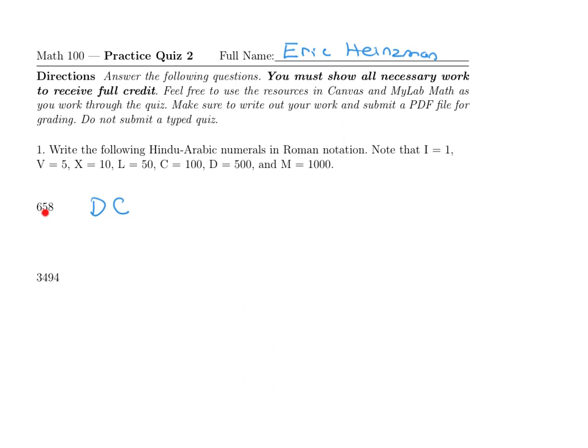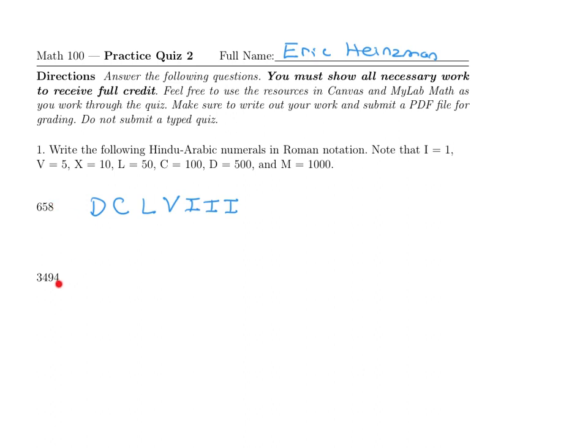Now we have this 5, which is 50, and we can use the symbol L for 50. And finally, for this 8, we can express this as V, which is 5, followed by 3 I's, which are each 1. So this is V, I, I. So here it is, the Roman numeral to represent this Hindu Arabic numeral. Notice that we did not break the convention of writing any symbol more than 3 times in a row.